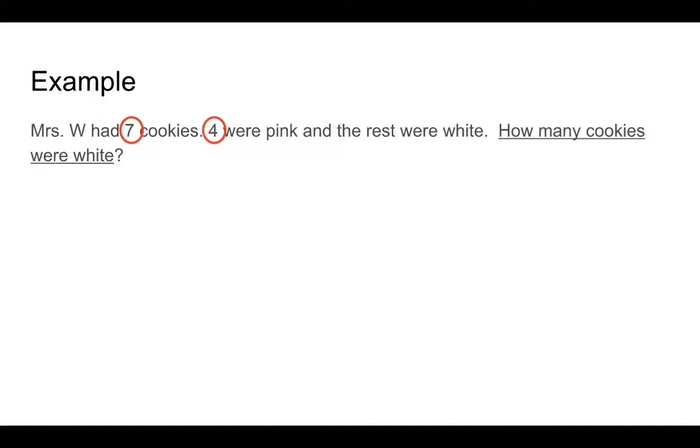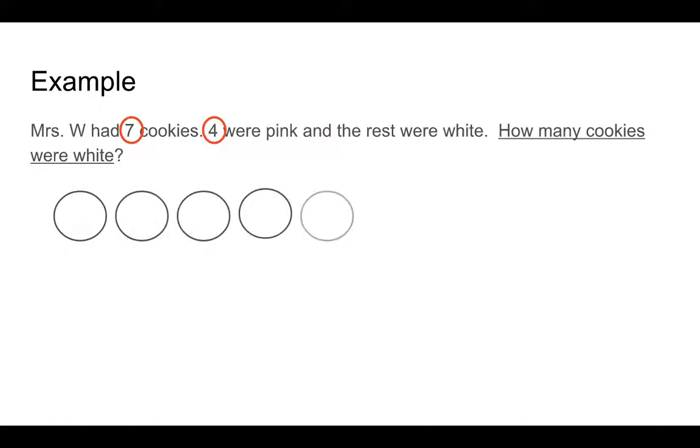Let's start by drawing a picture. If she has 7 cookies, then I start by drawing 7 cookies. That's our whole. So 1, 2, 3, 4, 5, 6, 7. She has her 7 cookies. That's how many Mrs. Willoughby started with.